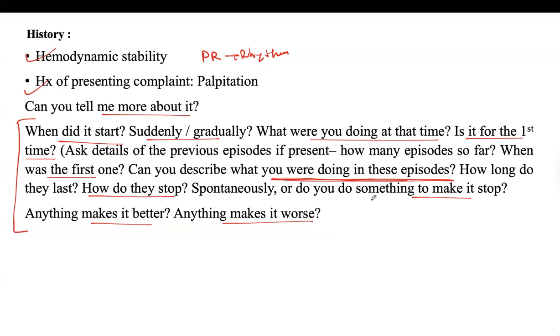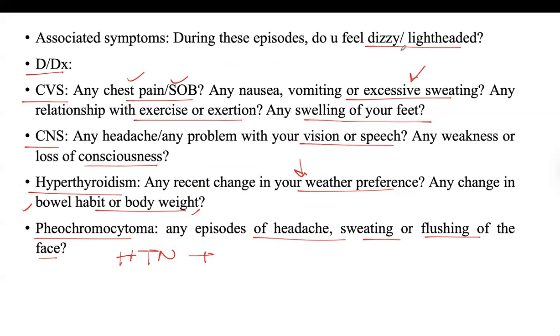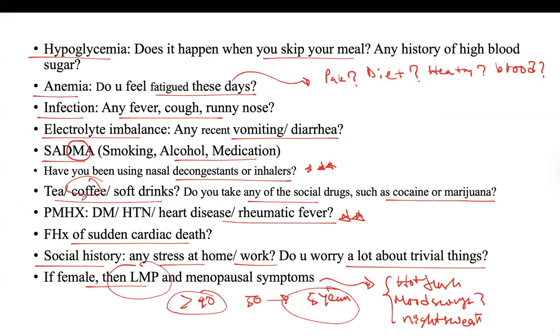Then you ask about the presenting complaint, which is the palpitation, in detail, and then associated lightheadedness, dizziness. And then one by one, you go to all the differentials: cardiovascular, CNS, then the endocrine causes, anemia, infection, electrolyte, and then smoking, alcohol, medication, ask about using decongestant inhalers, tea, coffee, any social drugs. Ask about past medical history, family history, and the home situation and work situation. Okay, clear everyone?